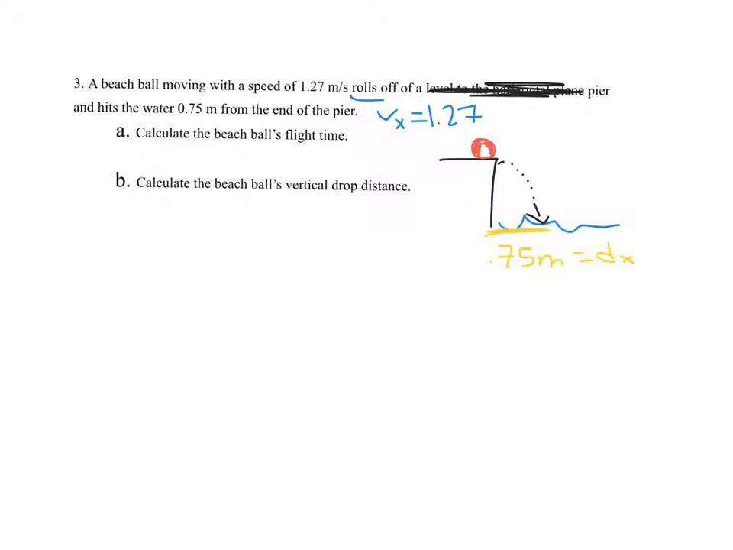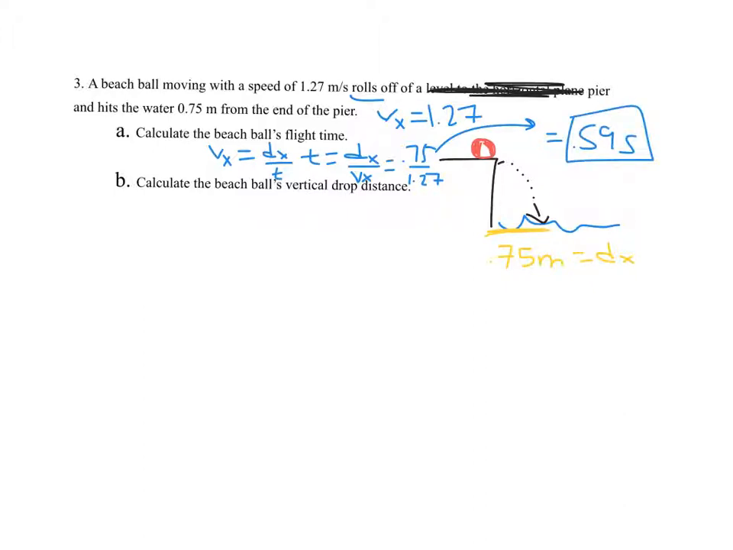And so now we have two things. We're going to start with the flight time. We know that Vx is equal to dx over t, or you can do it as t equals dx over Vx. And that is just going to be 0.75 over 1.27, which is going to give us 0.59 seconds.